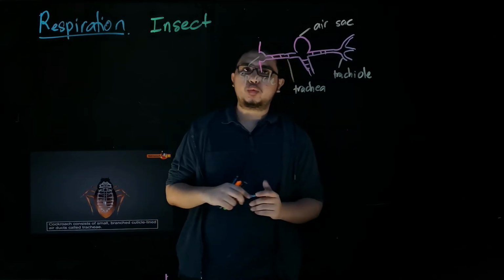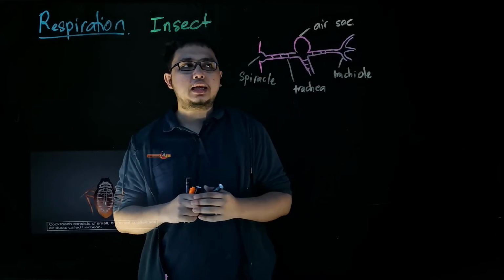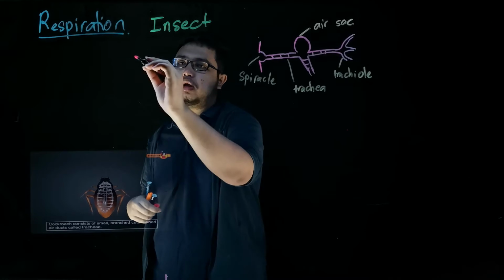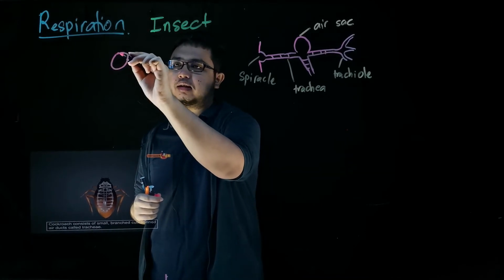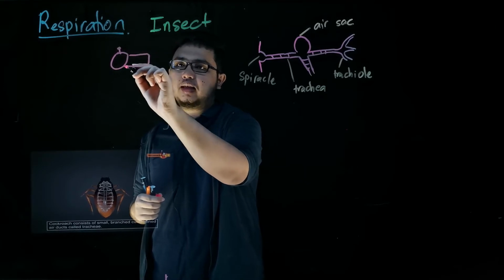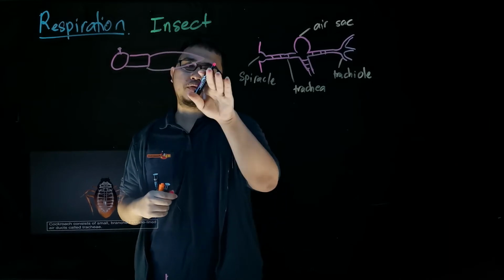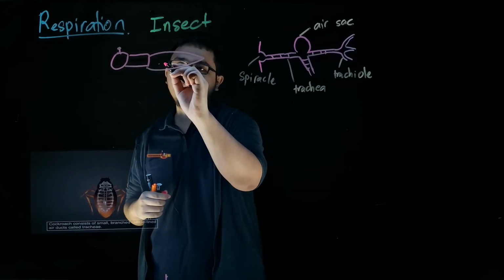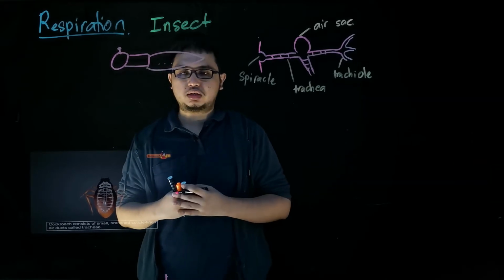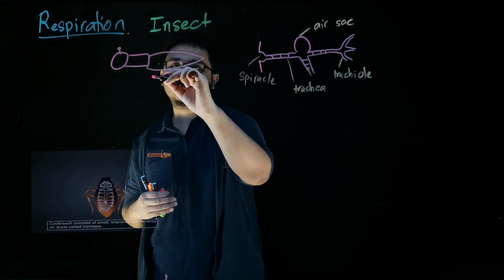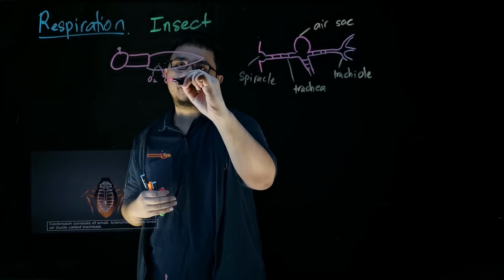So in insects, we find this structure in the abdomen of the insect. Your insects are separated into three parts. We have the head of the insect, the thorax of the insect, as well as the abdomen of the insect. And on the surface of the abdomen, we have tiny holes that allow the insect to carry out gaseous exchange. These tiny holes allow oxygen to enter and carbon dioxide to escape.